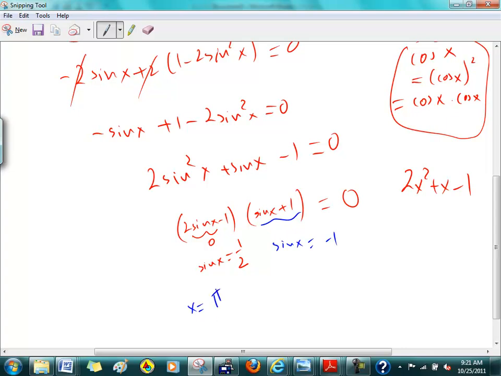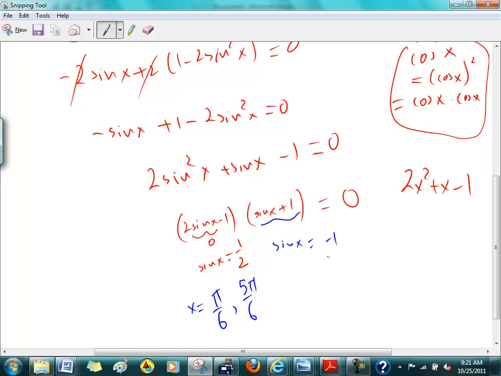Pi over 6. Q1 and then Q4. Can't be, 5 pi over 6 for 1/2. Oh, yes, you're right. Q2, sorry, my bad. Q2, not Q4. Right? All students take calculus. Second quadrant sine is positive. So there'll be 5 pi over 6. Thank you, Stephanie.